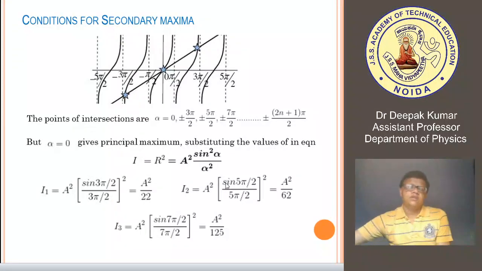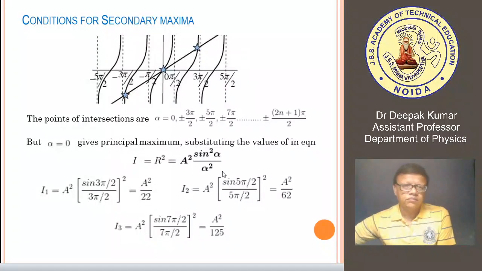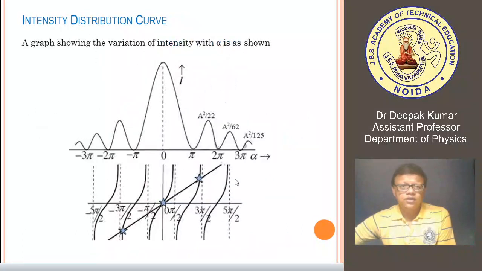With the help of these three intensity expressions, I can easily say that the intensity of the central maxima, which is A square, is the highest, and the intensity of the secondary maxima, which are I1, I2 and I3, are basically decreasing. So if I plot the intensity variation curve, then I can show that the intensity of the central maxima is the most, and on both sides of the central maxima there are secondary maxima of decreasing intensity, symmetrically placed on both sides of the central maxima along with primary minima.